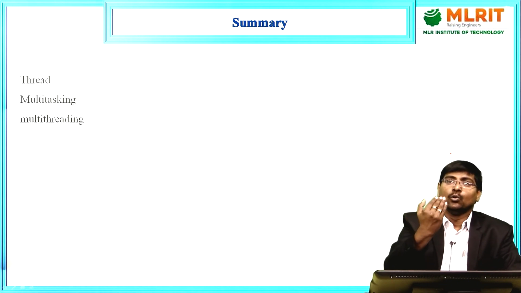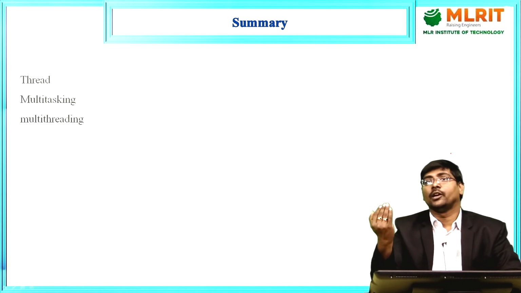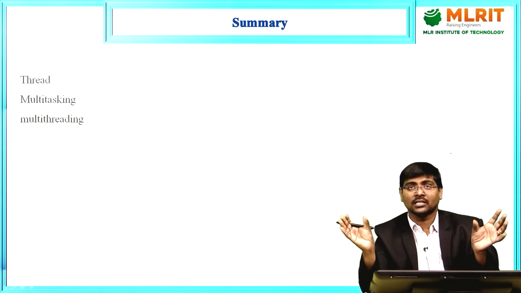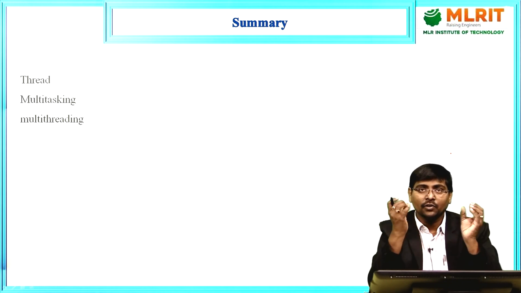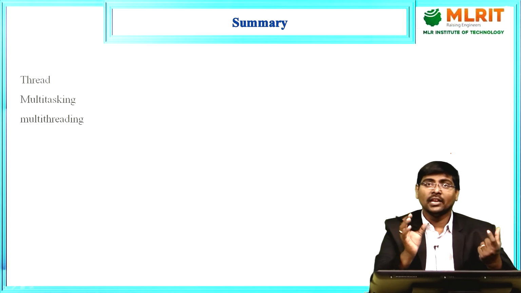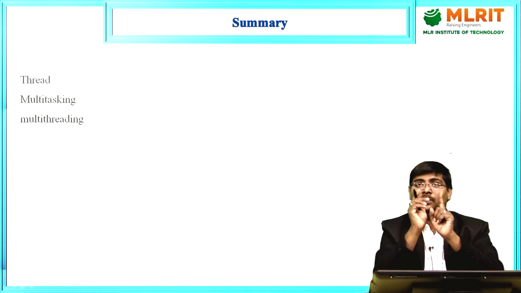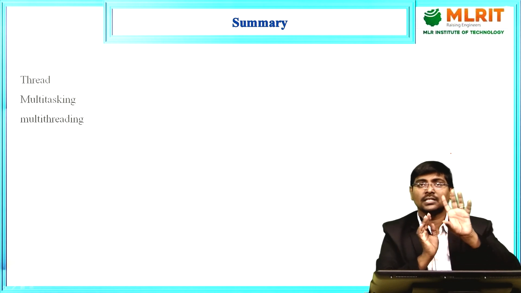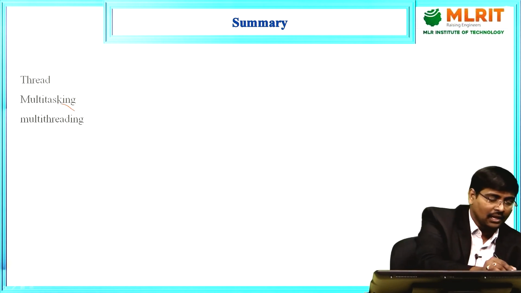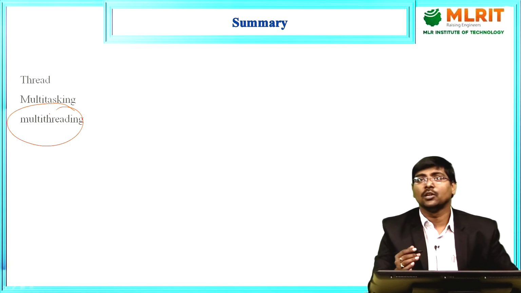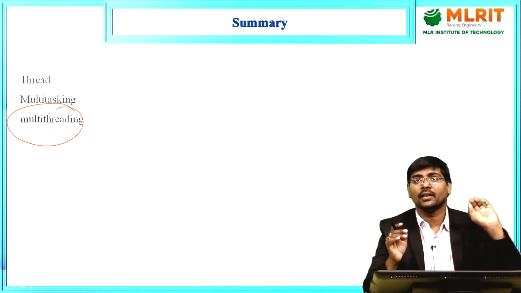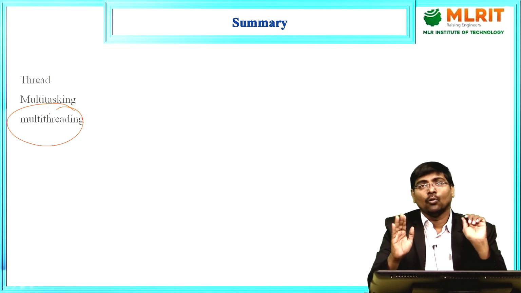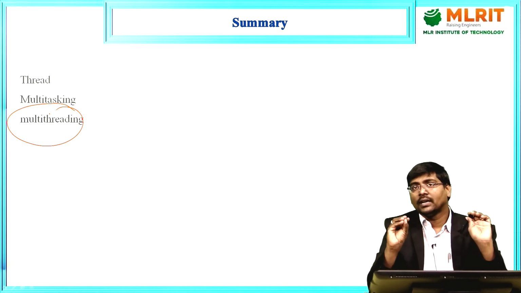Again, there are two types: process-based and thread-based. Process-based means we are taking tasks from different processes. Thread-based means different tasks from a single process. Finally, multi-threading means executing multiple threads simultaneously. Clear? Now we understand what a thread is.